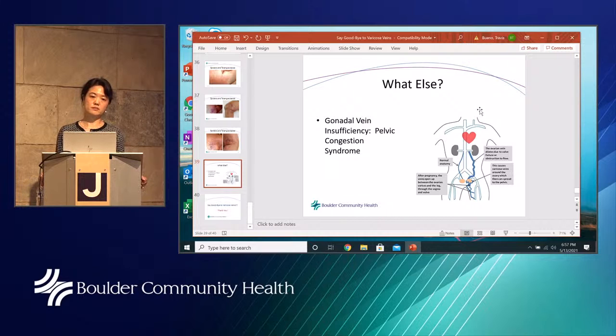We have time for 2 more questions. Can varicose veins cause nighttime leg cramps? And if so, why don't those cramps happen during the day?